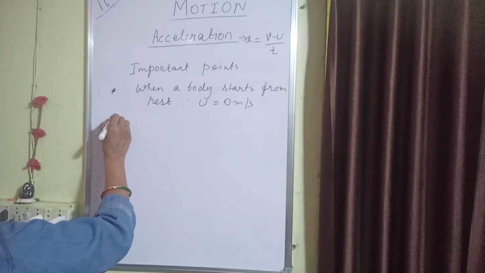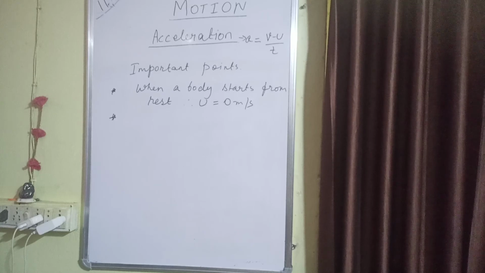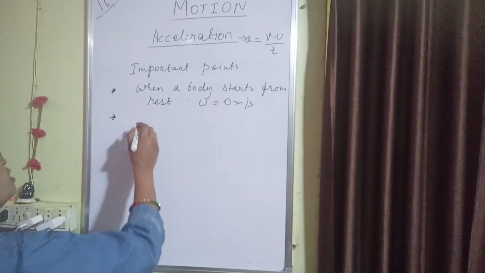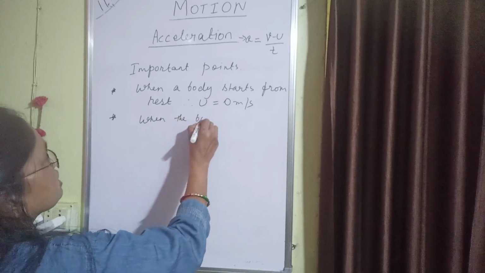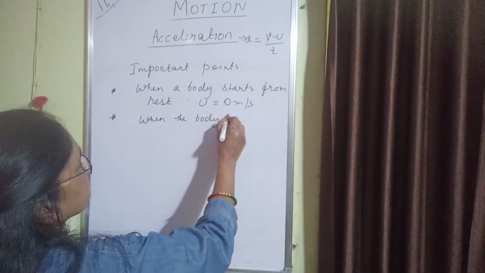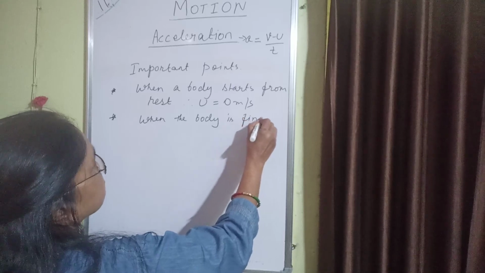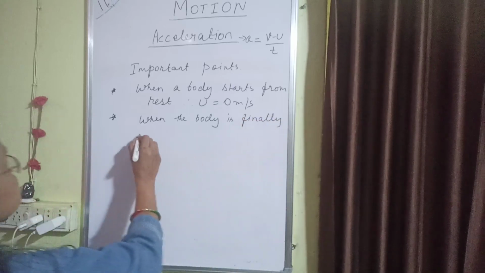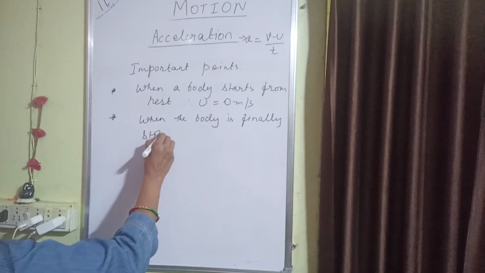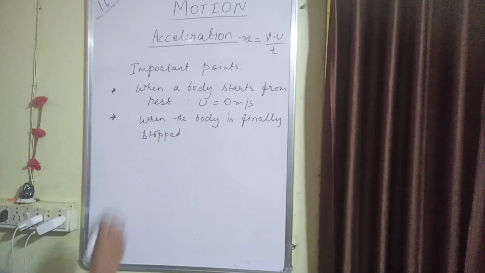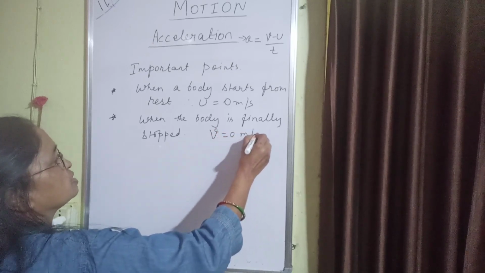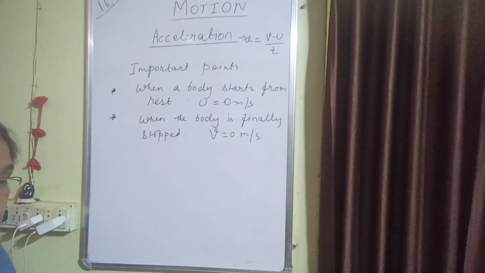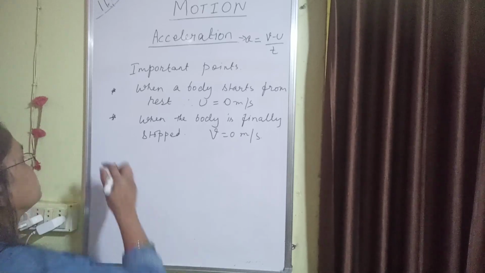The second point: when the body is finally stopped, then what will you take as v? Its final velocity v is also 0 meter per second, because stopped means it comes to rest.